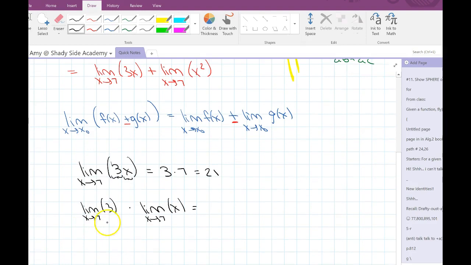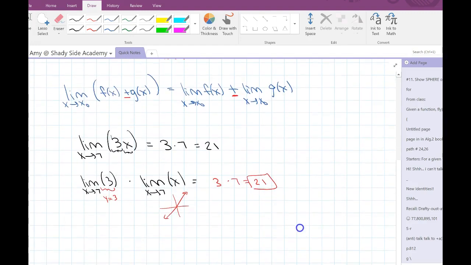As x approaches 7 of 3, remember this right here is just the horizontal line y equals 3 after all. As x approaches 7 of y equals 3, well, 3 just approaches 3. And as x approaches 7 of x, this is the line that looks like this, right? On the curve y equals x, x just approaches 7. So this equals 21. And again, this property of limits just says the following, all right?